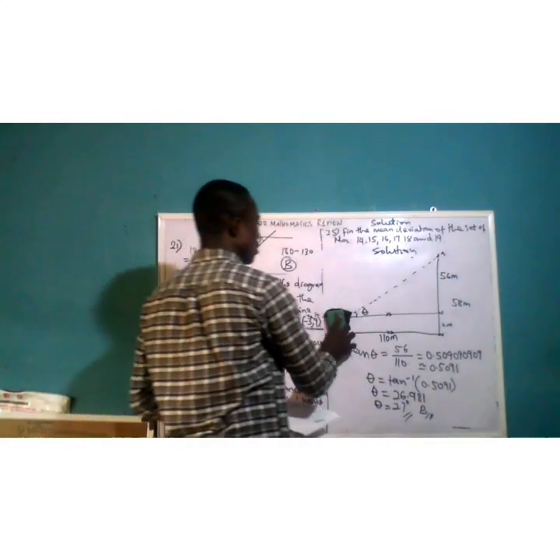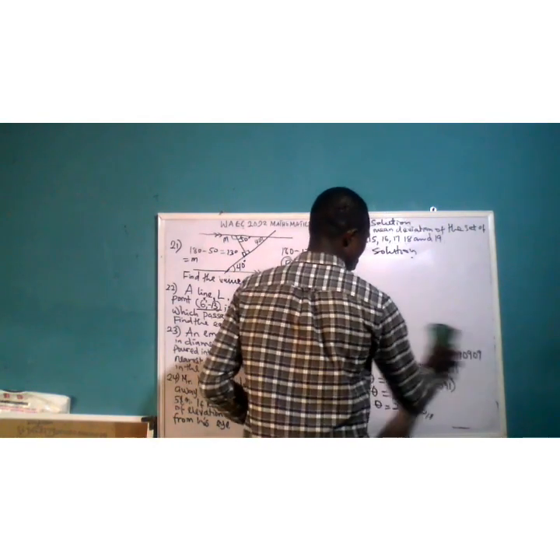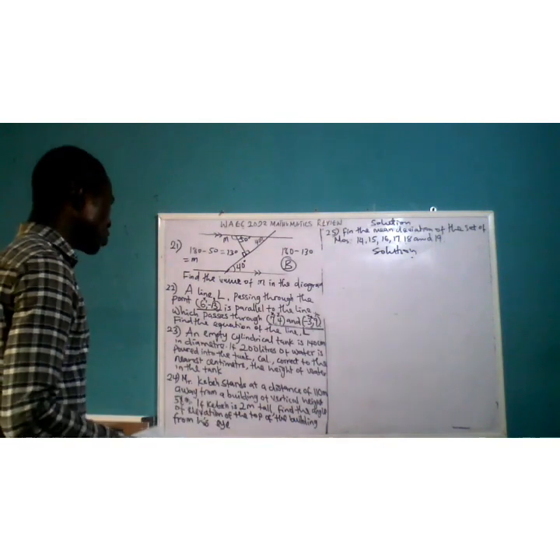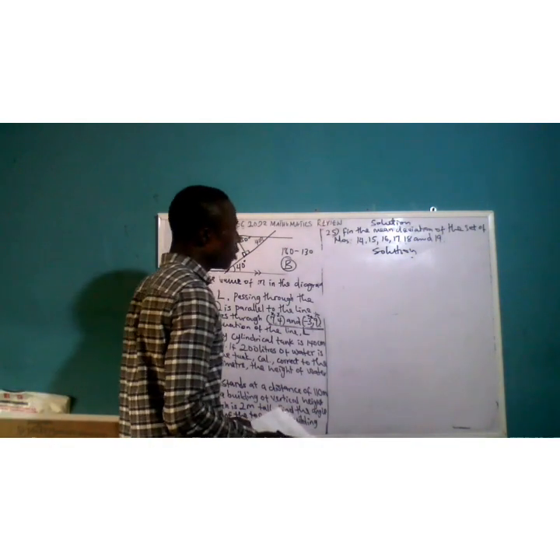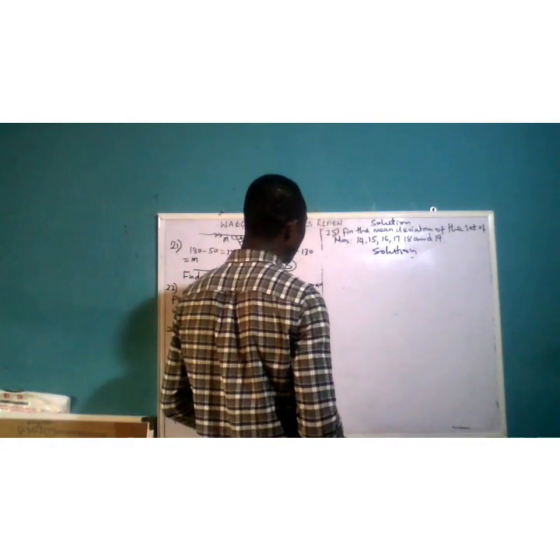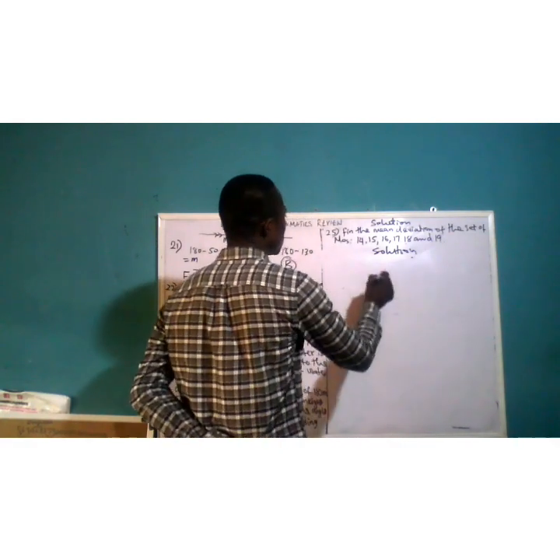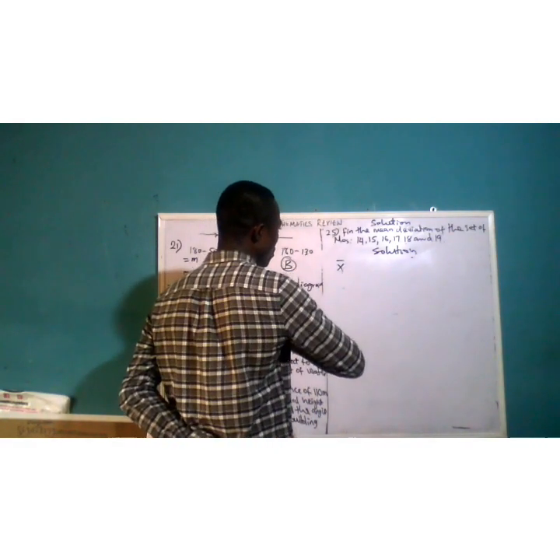Let's look at question number 25, which is the last question in this video. We are asked to find the mean deviation of a set of numbers. First and foremost, we have to find the mean. Let's find the mean of this set of numbers.